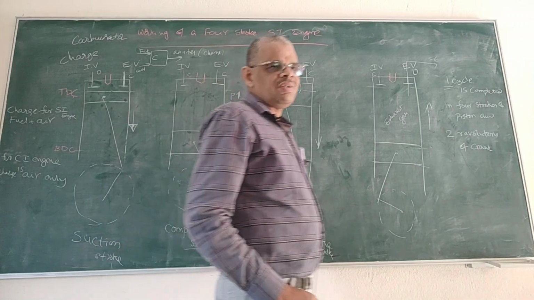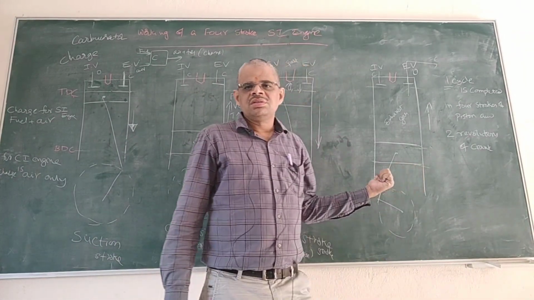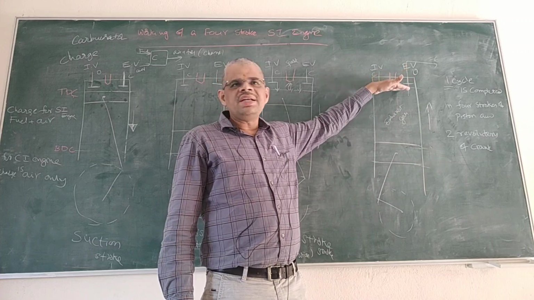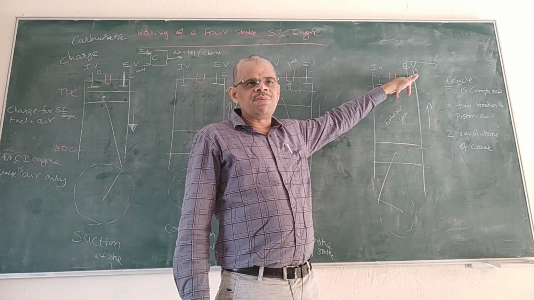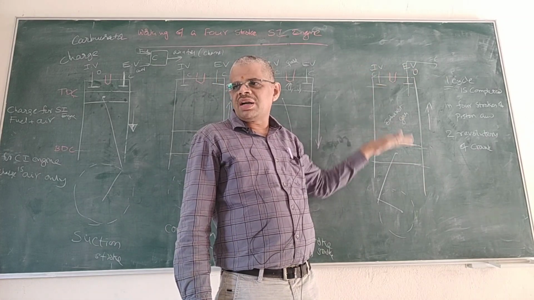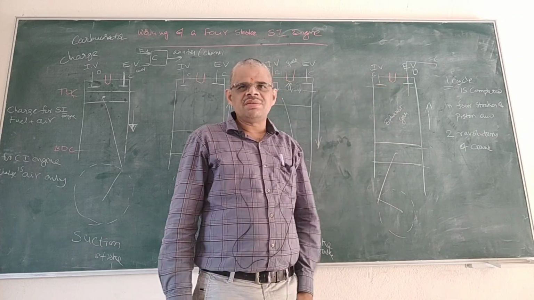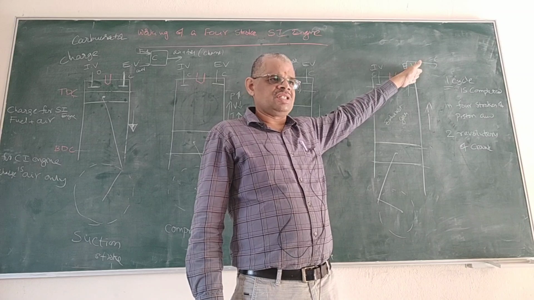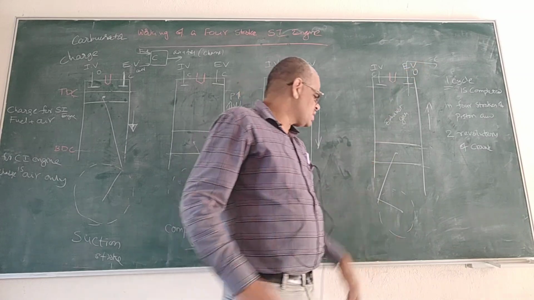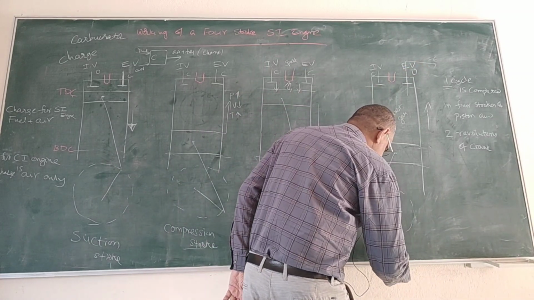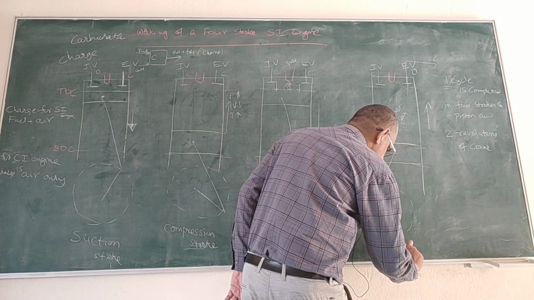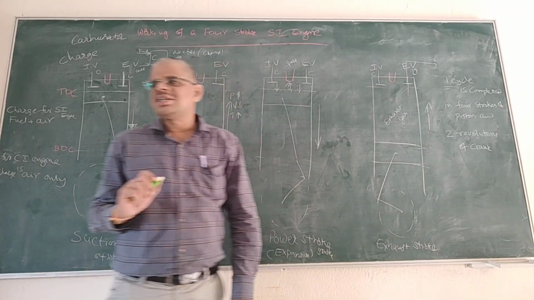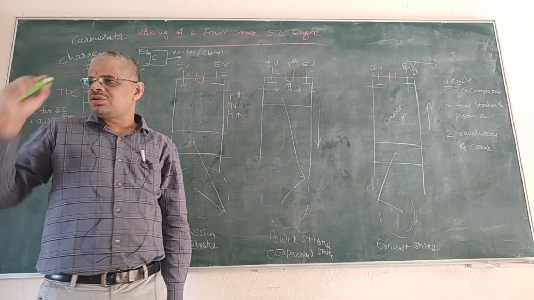And what is the last stroke? What happens in this stroke? Here the piston moves from BDC to TDC and exhaust valve is opened, inlet valve is closed. So what happens when it is moving from BDC to TDC? All the gases are expelled out. That means exhaust takes place. So that's why this is called the exhaust stroke.